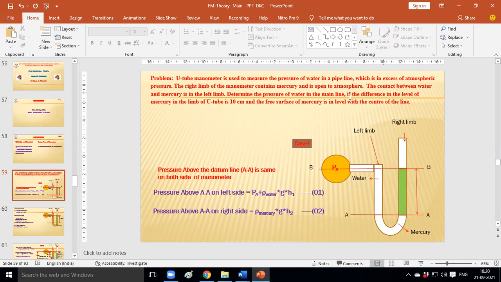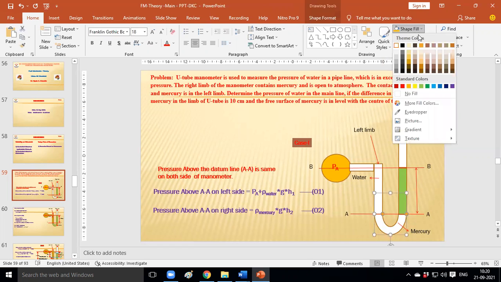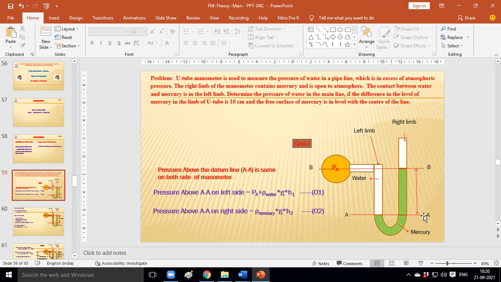Here it is mentioned that the difference in the level of mercury in the U-tube manometer is 10 centimeter, and again we need to show the mercury here with a level difference of 10 centimeter. This is the free surface of mercury in the left limb, and this point represents the free surface of mercury in the right limb.